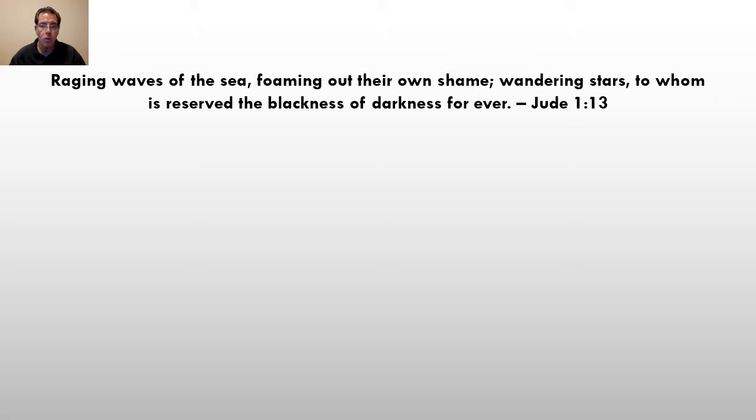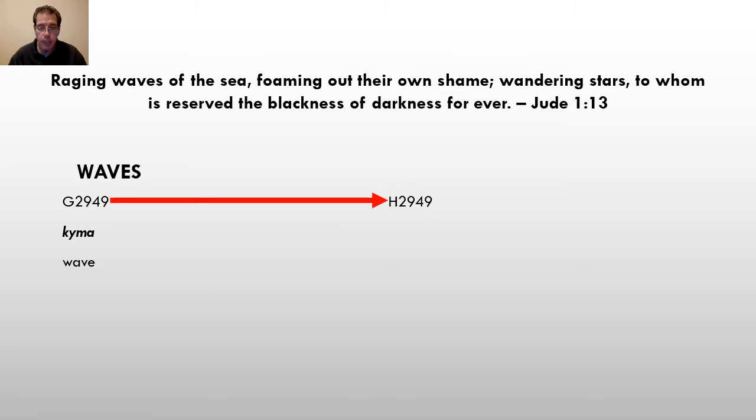Continuing with the same verse, even more proofs that the writing is on the wall for our generation. Raging waves of the sea, foaming out their own shame. Let's look at the word waves. The word waves is G2949. It is kaima, the Greek word kaima. It means wave. G2949 is numbered with H2949. This kingdom is numbered because H2949 is the word tapuch. Tapuch means span long. It has to do with holding a child, nursing along the length of your arm. It's a figure of speech indicating they're nursing.